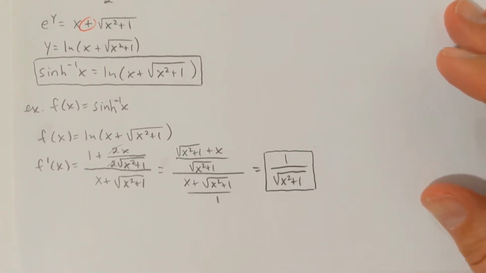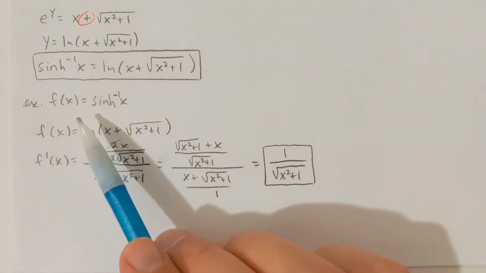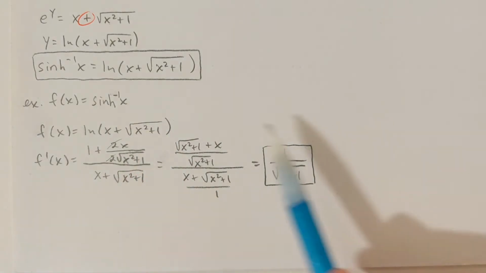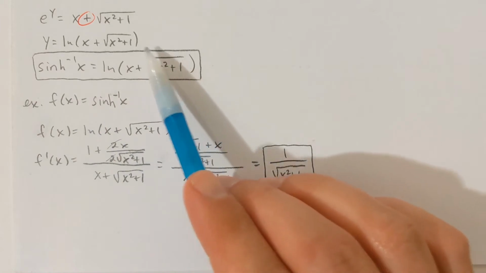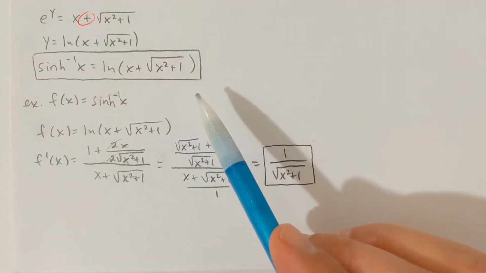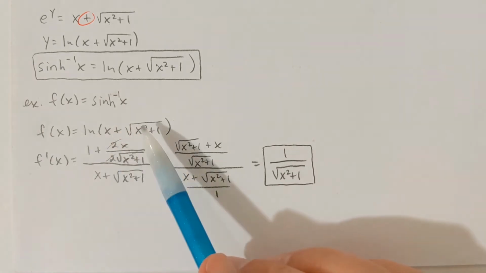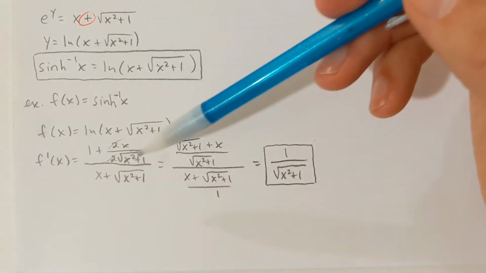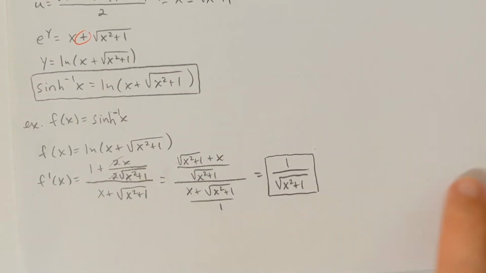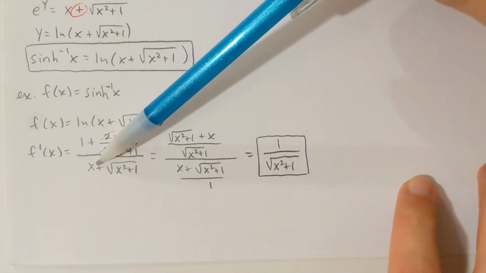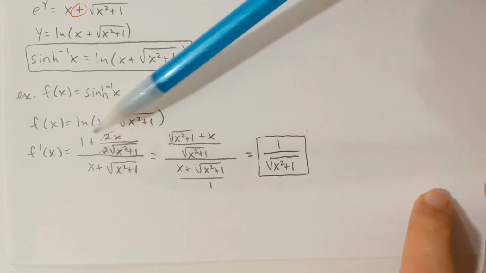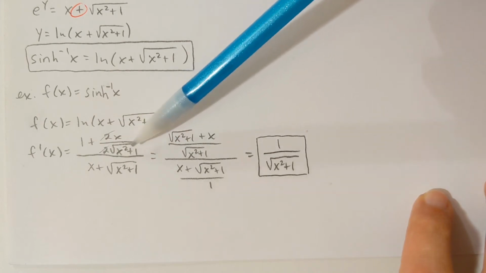Now, what if we wanted to find the derivative of f of x equals hyperbolic sine inverse of x? Well, here's what hyperbolic sine inverse of x is in terms of a formula, okay? And so I'm differentiating a logarithm here. The derivative of the ln of an expression is 1 over the expression times the derivative of the expression. So I'm going to say 1 over x plus the square root of x squared plus 1 times the derivative of x plus the square root of x squared plus 1, derivative of x is 1, plus the derivative of the square root of x squared plus 1, that's a chain rule.